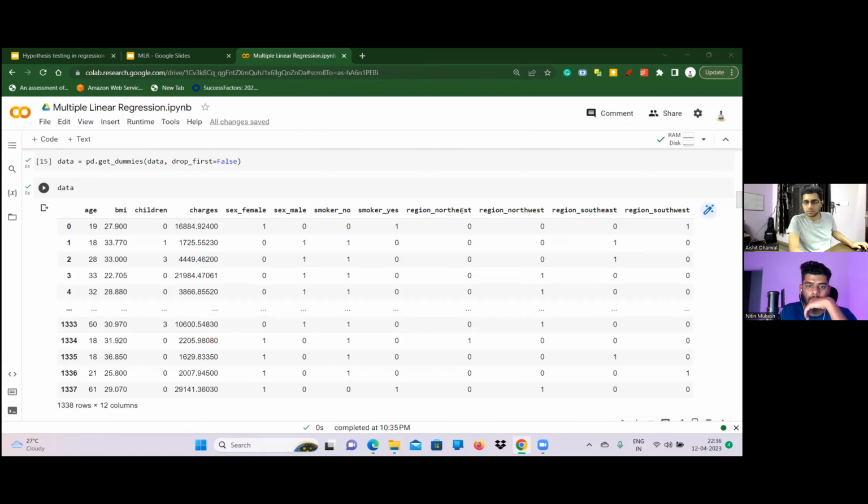Do we have one more question? Let's say you have a categorical column which has 1500 unique values. Should we perform one hot encoding or not?